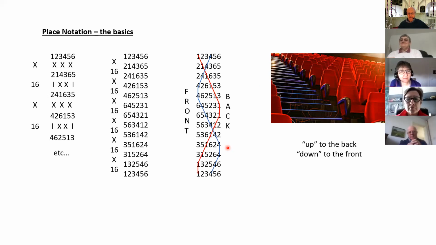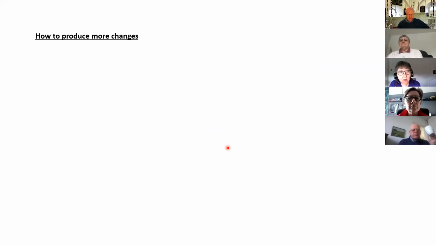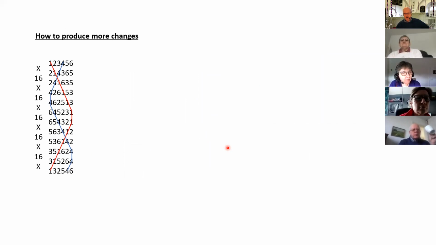Anyway, now then, straightforward question. Do you think we could manage to ring a few more than 12 rows on six bells? Yes. So how do we produce more changes? That's 11 of the 12 rows that we started with on the previous page. I'm not going to go through all that again.